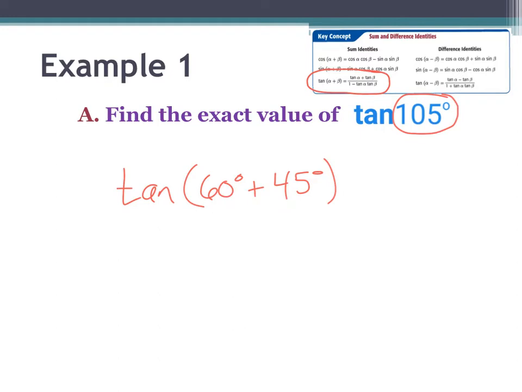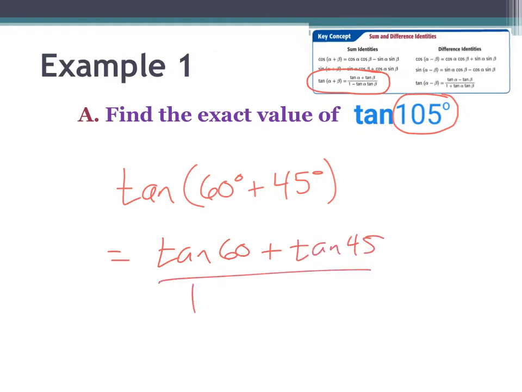It doesn't really matter what you let alpha or beta equal. But if I represent that formula here, that'd be the tangent of 60 degrees plus the tangent of 45 degrees all over 1 minus the tangent of 60 times the tangent of 45.